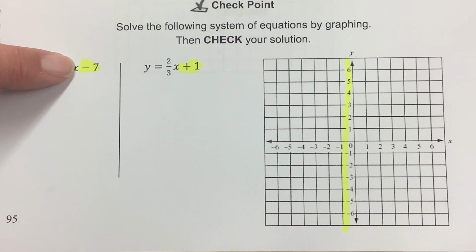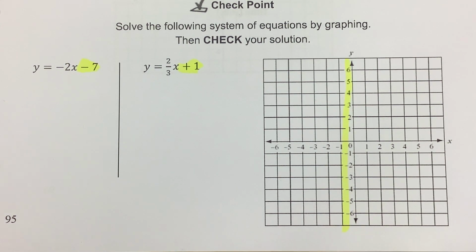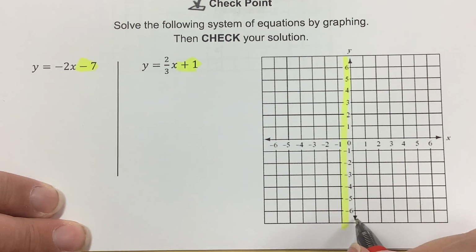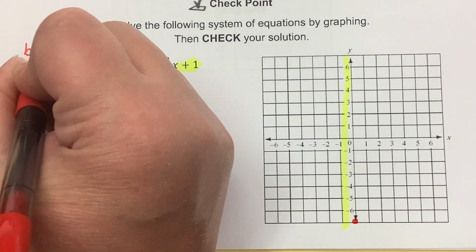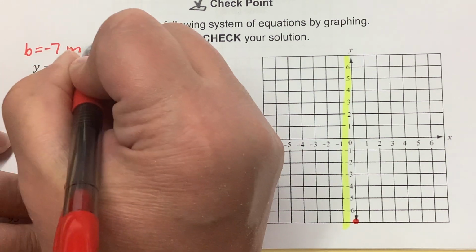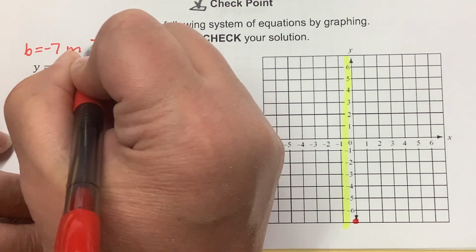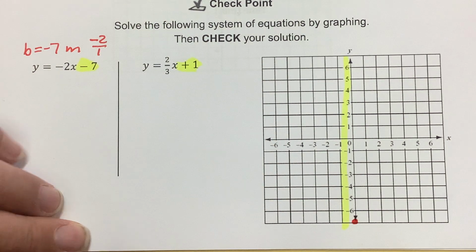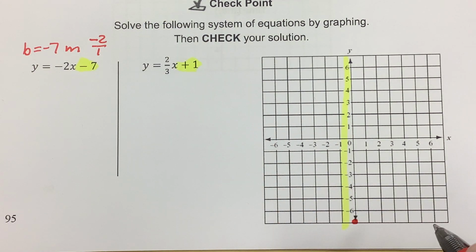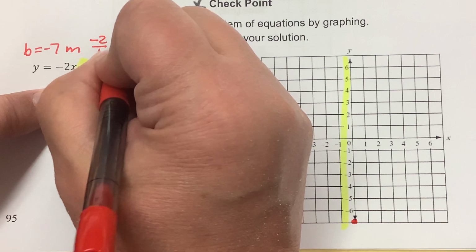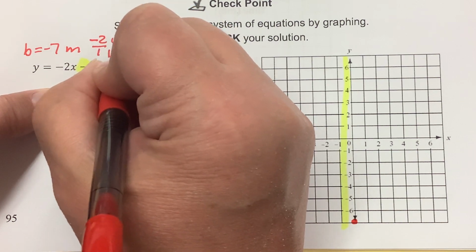Now, start here at -7. Way down here at -7. And then I'm going to begin at -7 to get more points. I have -2 over 1. But that means go down and to the right. I can't go down from -7. So I'm going to have to do the opposite. The opposite of down is up. The opposite of right is left.